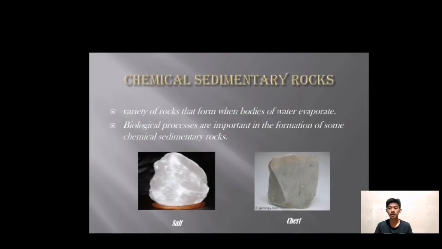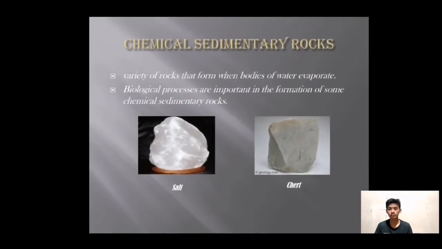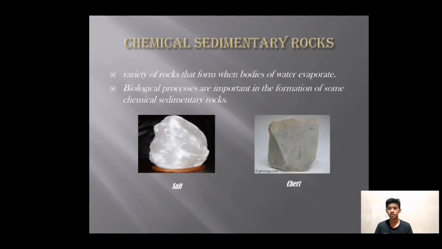Chemical sedimentary rocks. Rocks that are formed from biological processes. These are a variety of rocks that form when bodies of water evaporate. These are the examples of chemical sedimentary rocks: salt and chert.